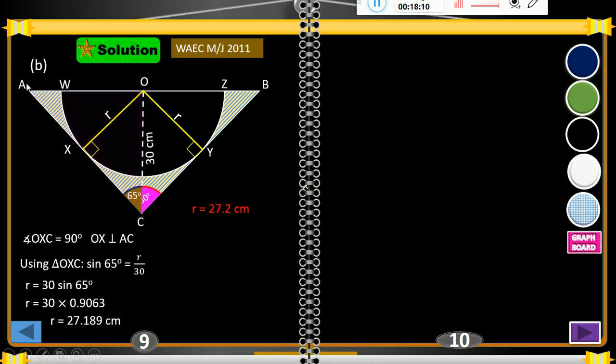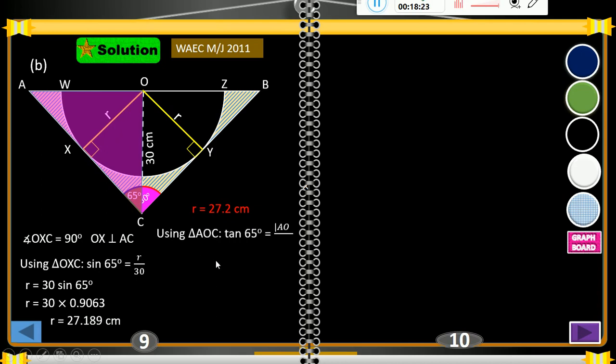Now, given this, we are going to use the triangle in the pink or magenta color to continue our calculation using triangle AOC. Tan 65 degrees is equal to AO over 30. Tan 65 is AO divided by 30. 30 is adjacent to 65. AO is opposite to 65.